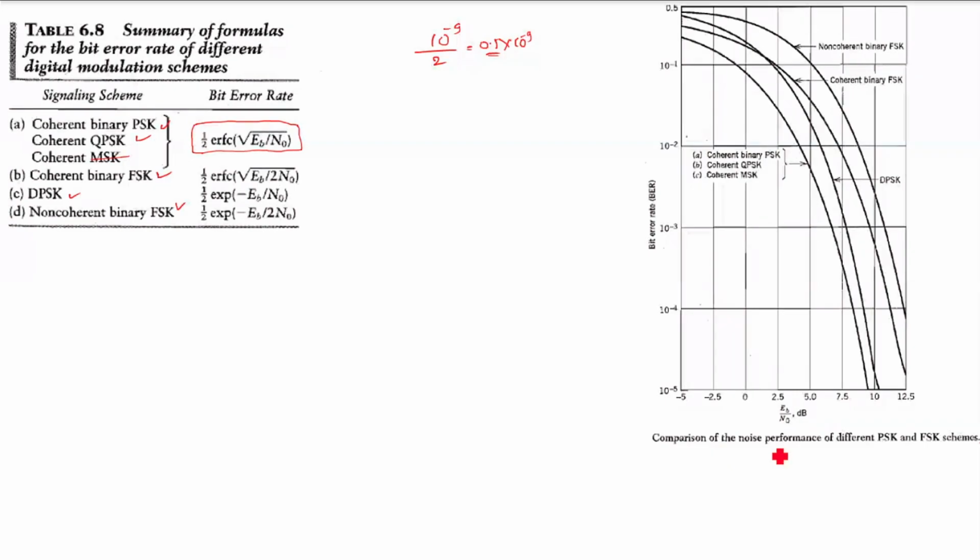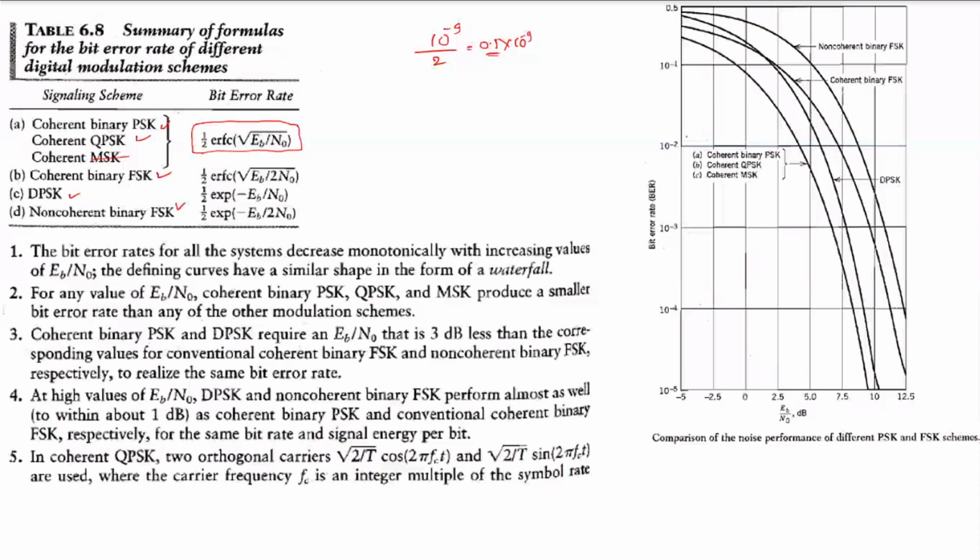You can see the bit error rates for all the systems decrease monotonically. As you increase the SNR, the bit probability of error decreases exponentially, monotonically with increasing value of Eb by N naught. The curves have a similar shape in the form of a waterfall. You can see it looks like a waterfall here, right? For any value of Eb by N naught, coherent PSK, QPSK and MSK produce a smaller bit error rate than any other modulation scheme, right?